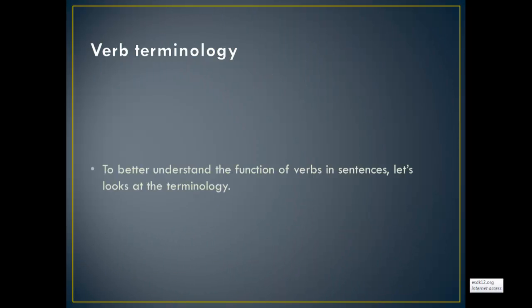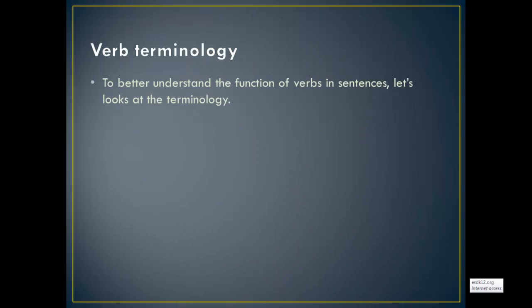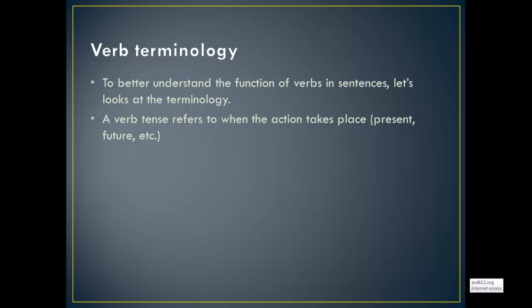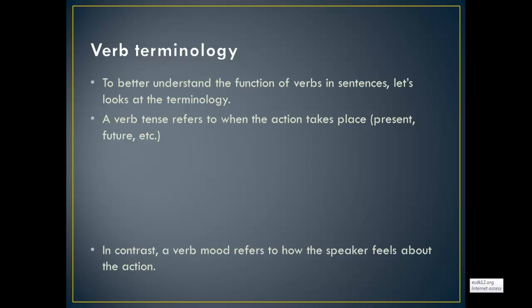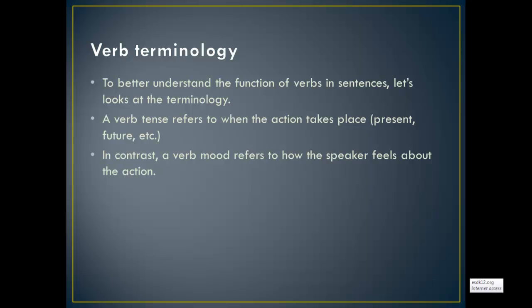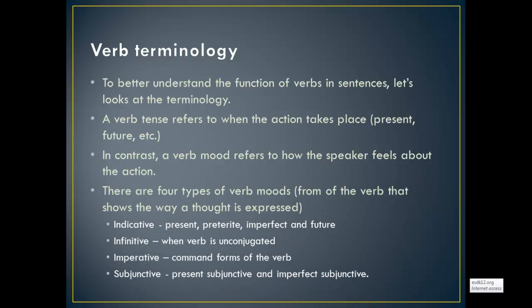I'm going to start with verb terminology. A big part of the subjunctive is understanding the function of a verb in the sentence. So first we have to talk about tenses, or when the action takes place. When we talk about present, past, future, those are all verb tenses. In contrast, a verb mood refers to how I feel about the action, how the speaker is going to feel. There are four types of verb moods: indicative, infinitive, imperative, and subjunctive.